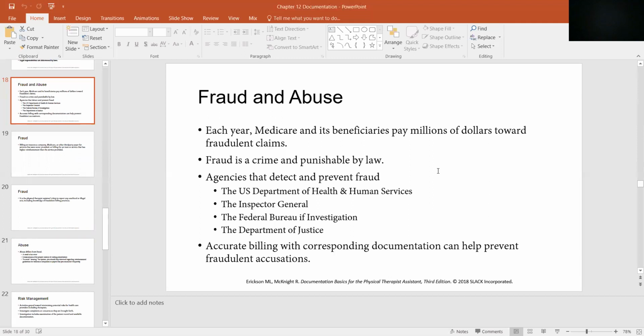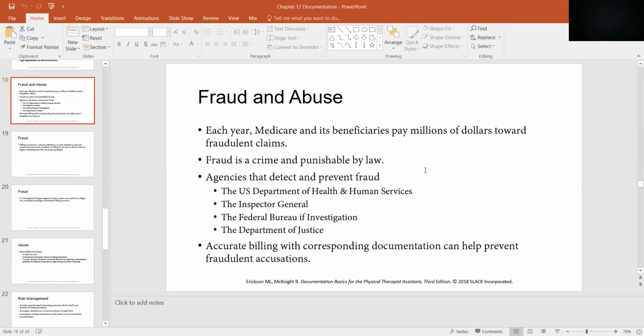As you see on the slide, each year Medicare and its beneficiaries pay millions of dollars towards fraudulent claims. Fraud is a crime and punishable by law. Agencies that detect and prevent fraud are the Department of Health and Human Services, the Inspector General, the FBI, and the Department of Justice. Accurate billing corresponding with documentation can help prevent fraudulent accusations.